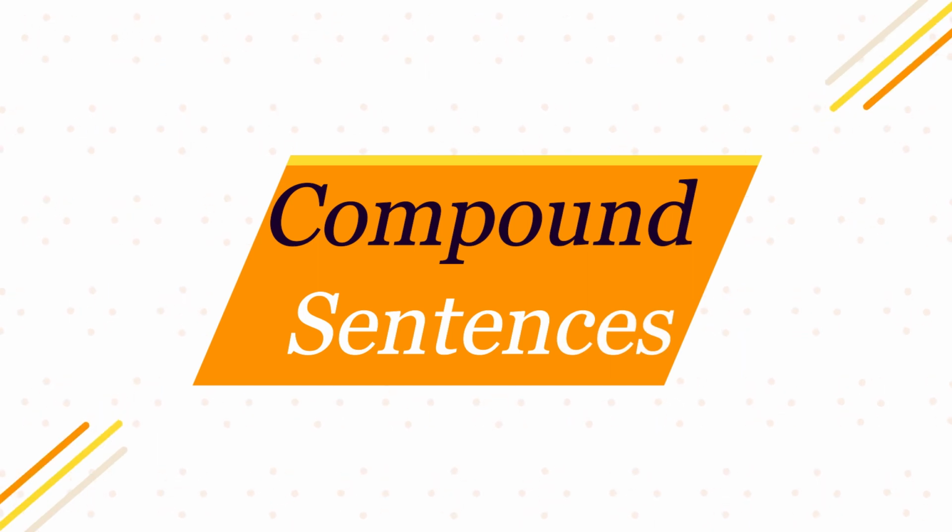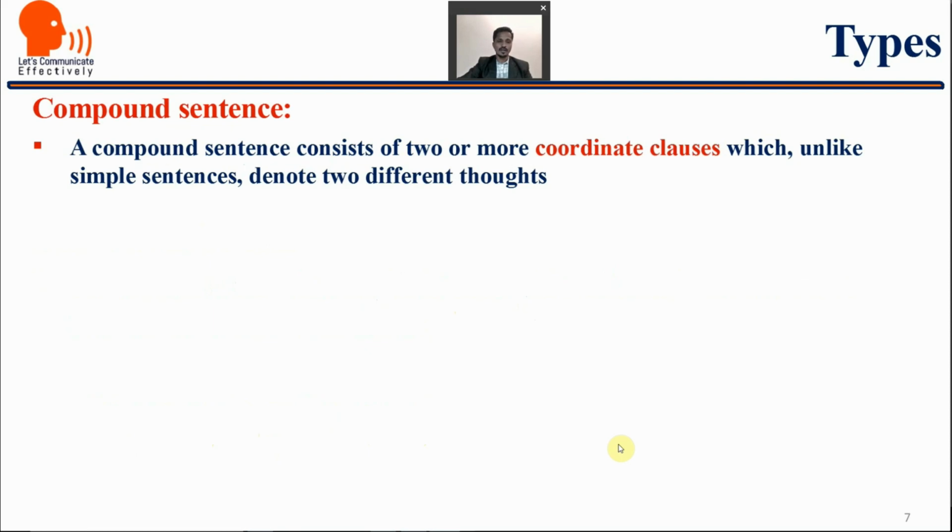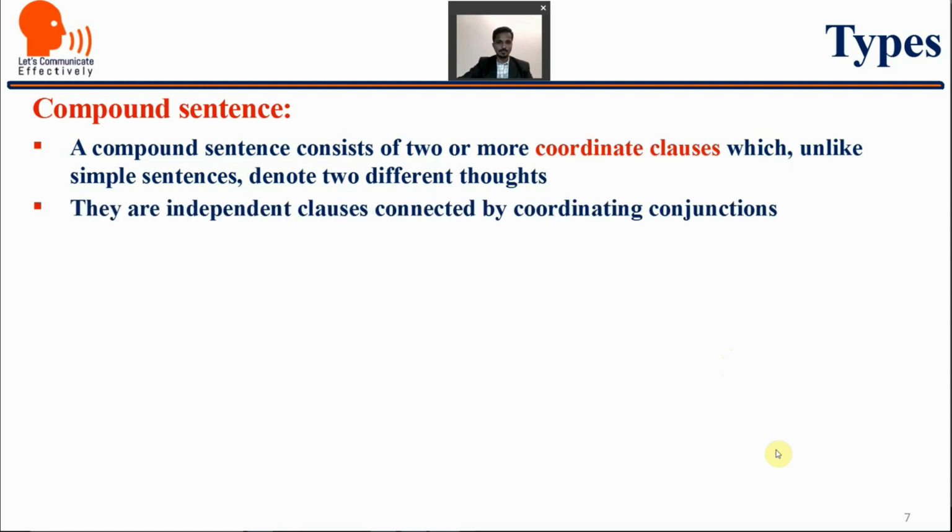What is a compound sentence? Compound and complex sentences we need to understand properly and we need to understand how to use them. So let us listen carefully, let us see in detail. A compound sentence consists of two or more coordinate clauses which, unlike in simple sentences, denote two different thoughts. So in compound sentences we have two different thoughts, coordinating clauses. They are independent clauses connected by coordinating conjunctions.